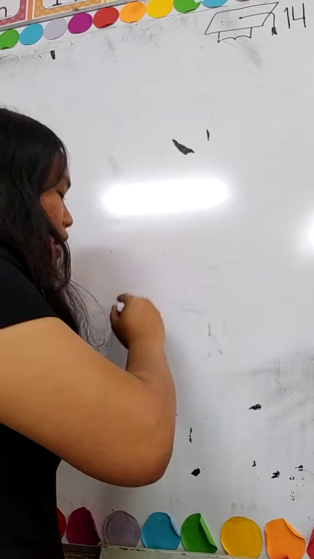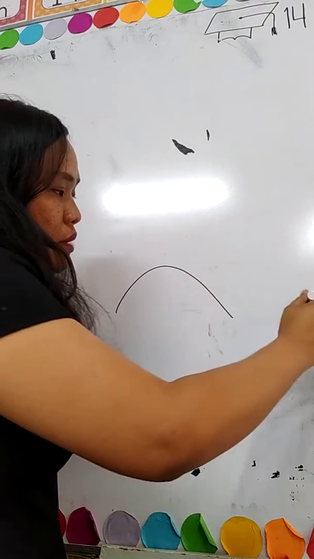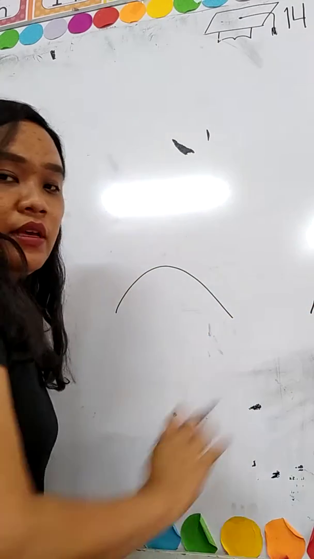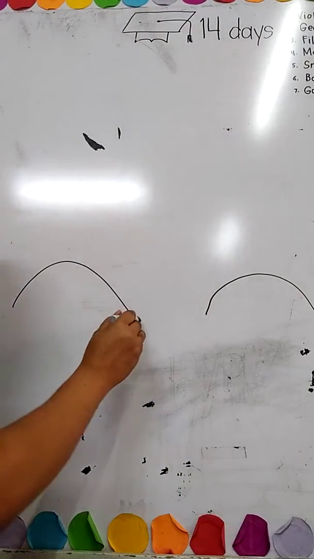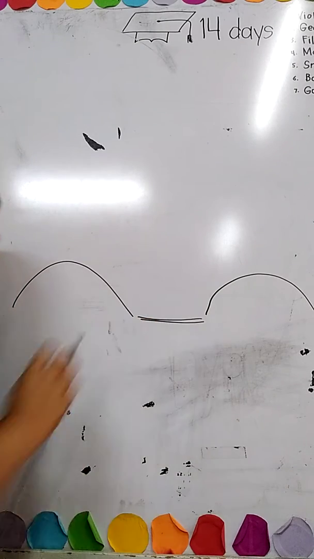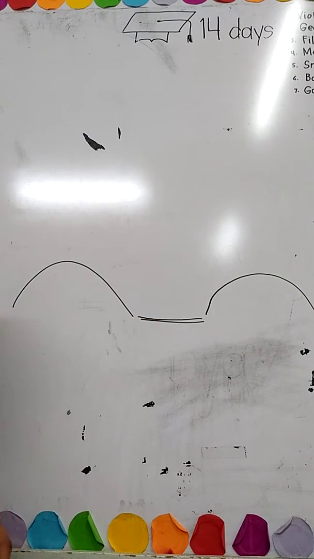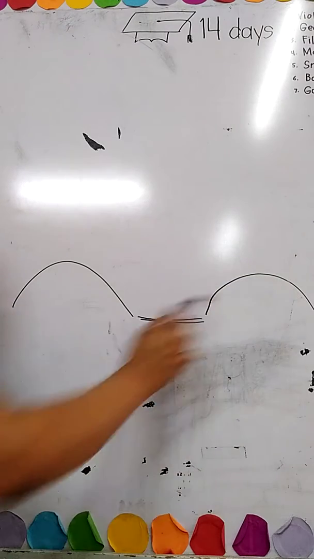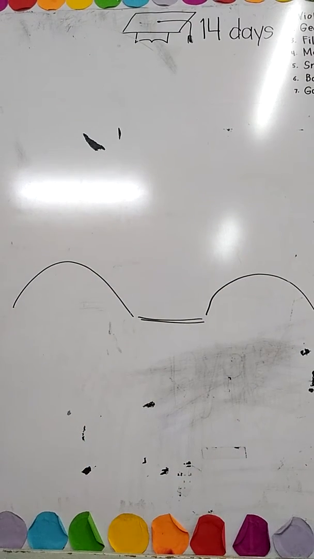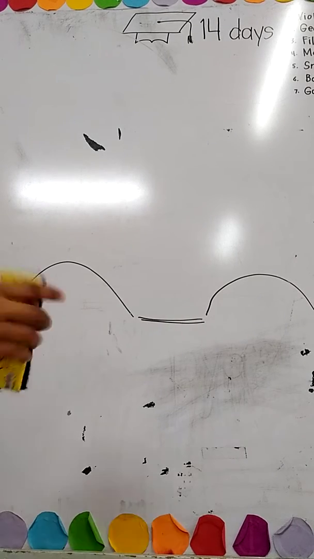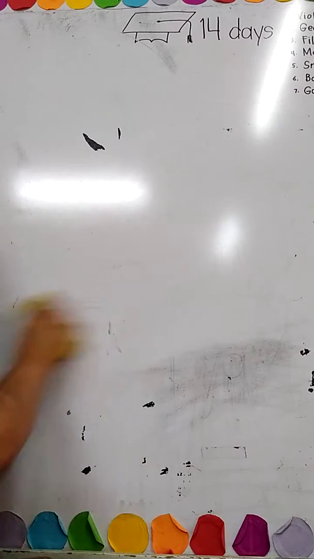So if we have some hills here, well, where is the other hill? Okay, if we have 2 hills, this area here, that's our valley. The area between 2 hills or 2 mountains. Okay, that's the valley. Let's move on.